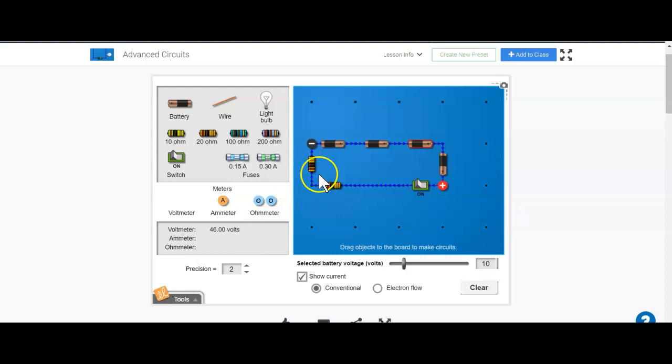Then these resistances, we already know these values. So the resistances don't have any polarity. So if this is 20 ohms, as I can see from the color of the rings, that means there's a total resistance of 40 ohms in this.